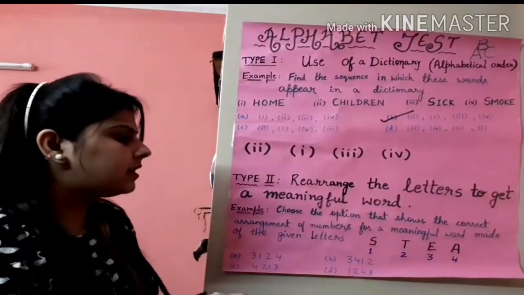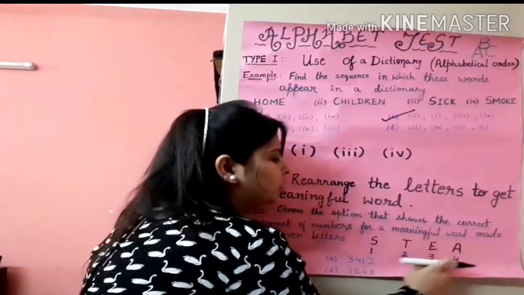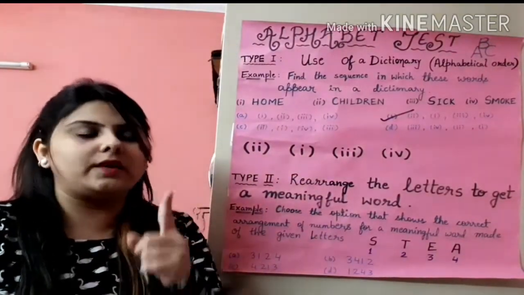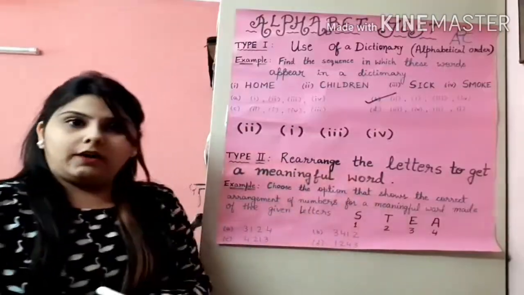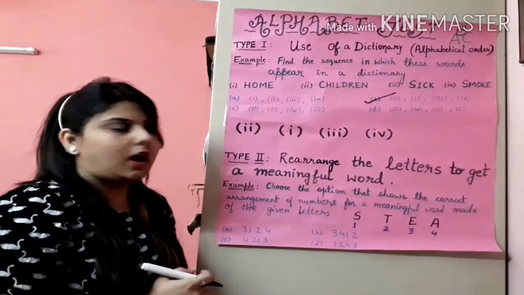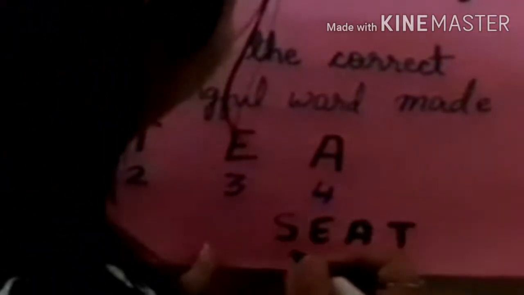So let's get started. What can I form? So you need to think. So this is one way of finding it out. If I follow the first method, I can form two words, which are seat and east.